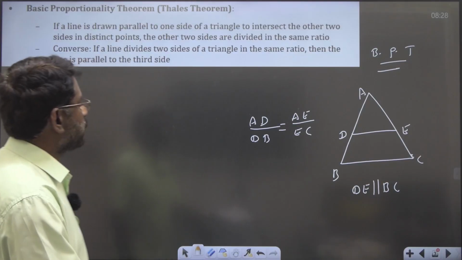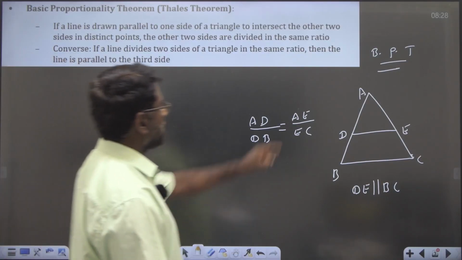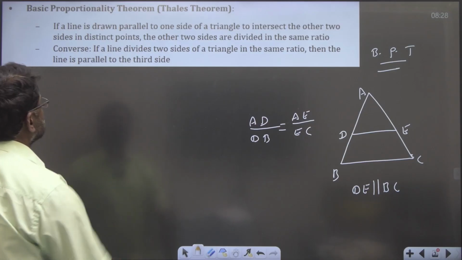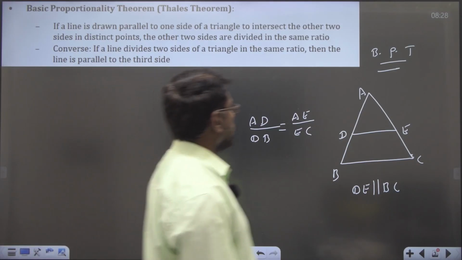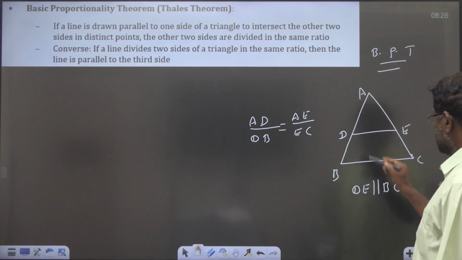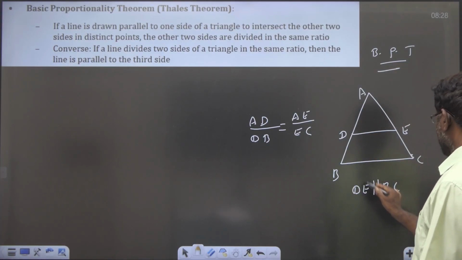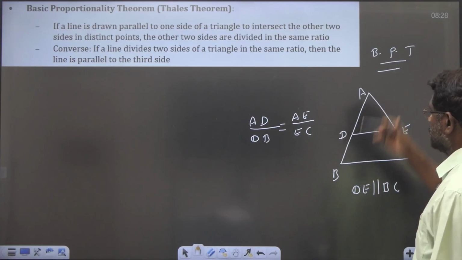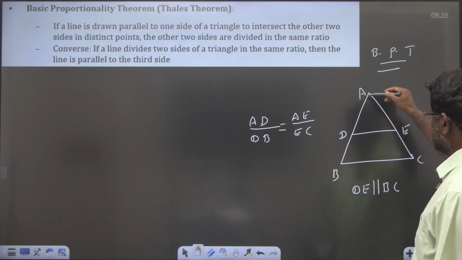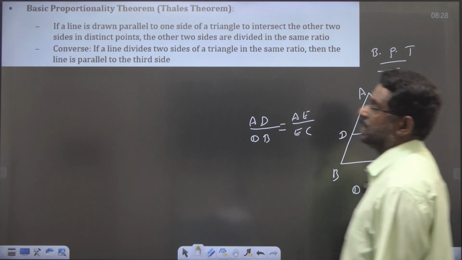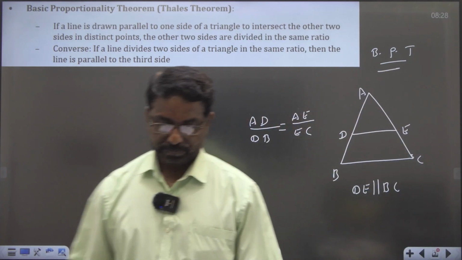Okay, basic proportionality theorem. The symbolic form is BPT, or it is also known as Thales theorem. Once again, what is Thales theorem? Consider the triangle ABC, and the line DE is parallel to BC. Then the Thales theorem states that AD by DB is equal to AE by EC. That is very important, BPT.